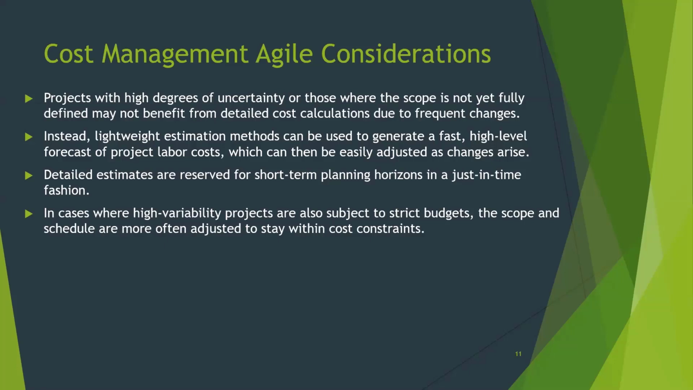In cases where high variability projects are also subject to strict budgets, the scope and schedule are more often adjusted. So that's what I was mentioning earlier, where you can keep adding more and more requirements to your backlog. Those requirements can continue to be prioritized in subsequent sprint cycles as long as you don't run out of funding for your project. Once you run out of funding, then you would need to do some type of project change request in order to request more funding in order for the project to continue.